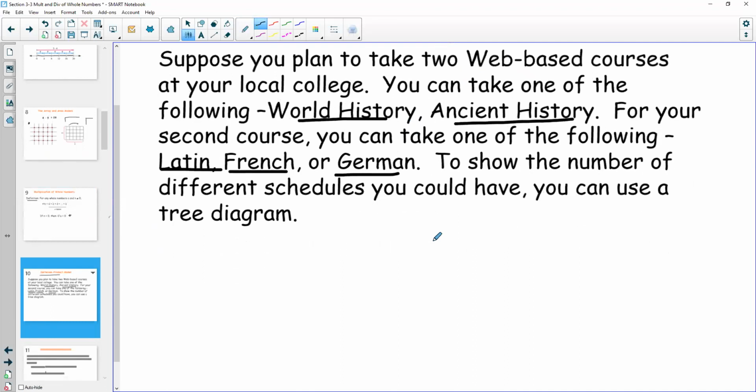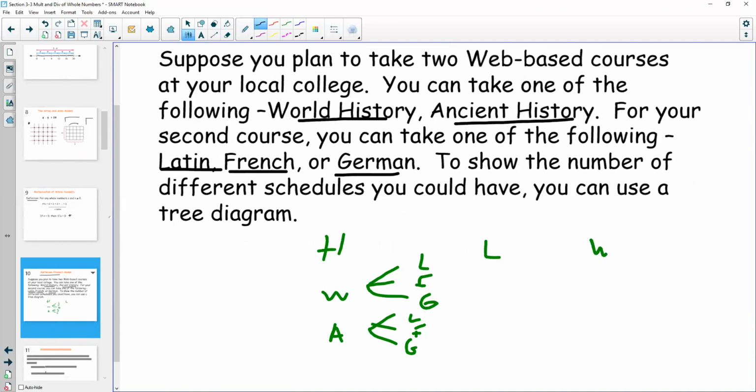So we could do, I have to take a history, I have to take a language, right? So I'm going to take world history or ancient history. And then for my language, I'm going to take Latin, French, or German. Well, that means all the combinations are world history with Latin, world history with French, world history with German, ancient history with Latin, ancient history with French, ancient history with German.